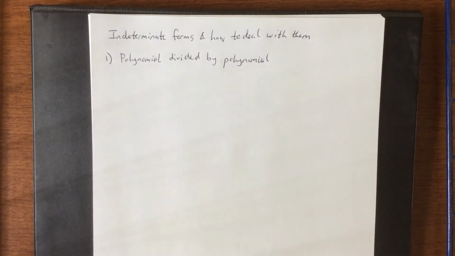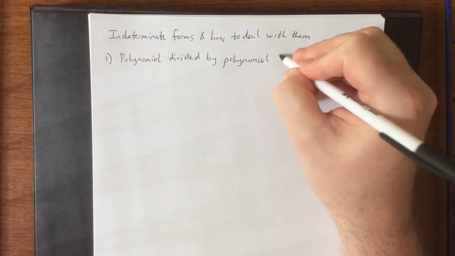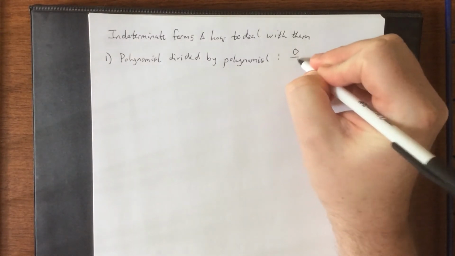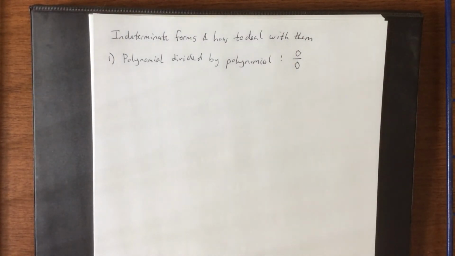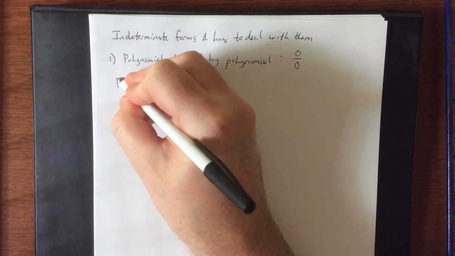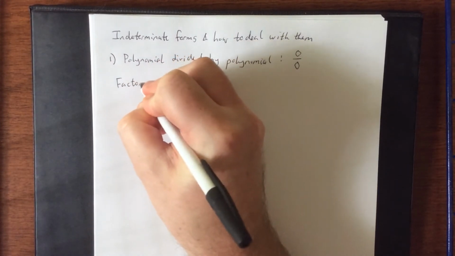So how do we actually deal with these indeterminate forms? Well, we're going to break them down into three different categories. The first of the three categories is a polynomial divided by a polynomial, which, if you attempt to use the direct substitution property, could yield 0 divided by 0. Now we're going to borrow something from back in pre-calculus that's referred to as the factor theorem.